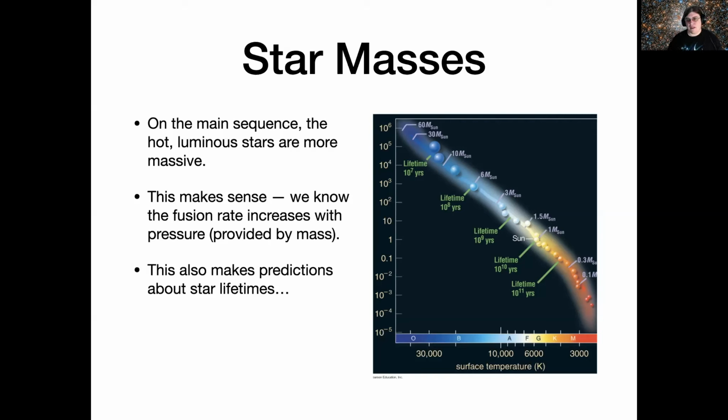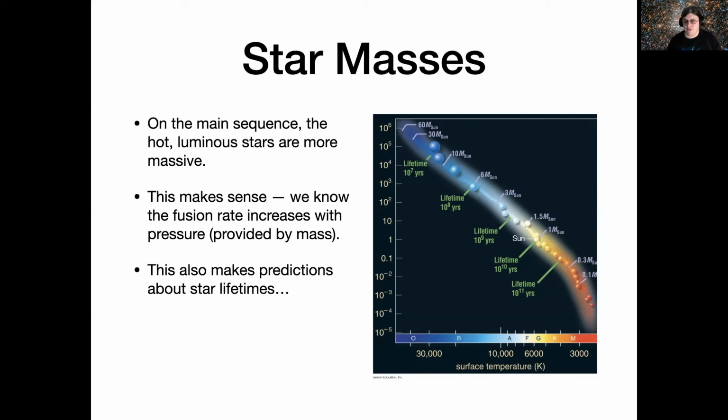Now, this also makes predictions about star lifetimes. Remember, the star's fuel is set by how much mass it has. How fast the star is going through the fuel, we can measure based on how bright it is. And we do the math, and we discover that even though big stars have more fuel, they go through it far, far faster than a little star. So they tend to live much shorter lives.